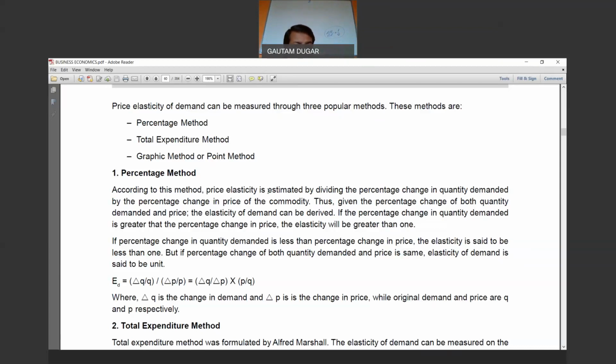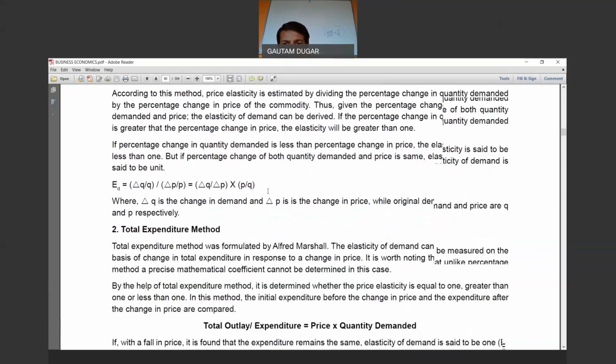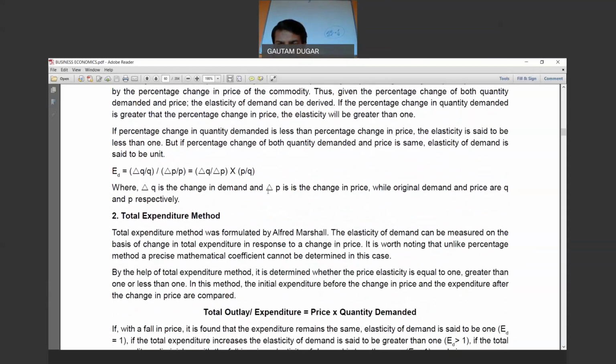Total expenditure. You'll find a lot of questions coming up for these portions as well. This is a question which is normally a bit tricky. So how can we show this portion, the total expenditure method? Just 3 things, we need to remember 3 points. Before going ahead, the total expenditure method and all these were formulated by Alfred Marshall. Again, that's an MCQ. Now, total expenditure or total outlay method.